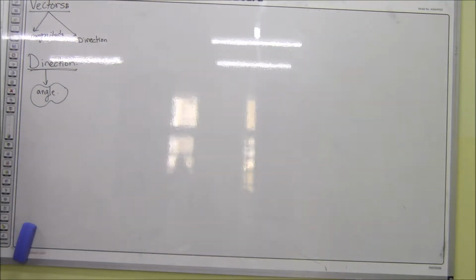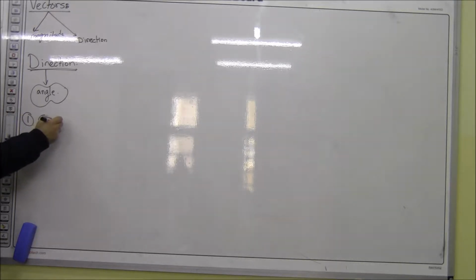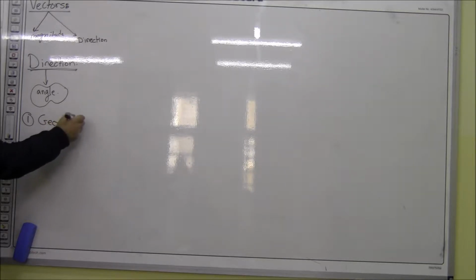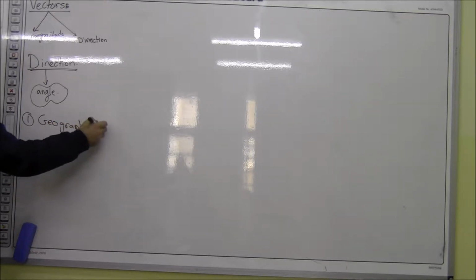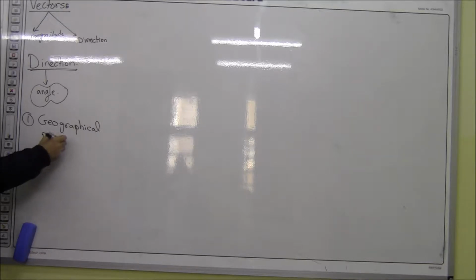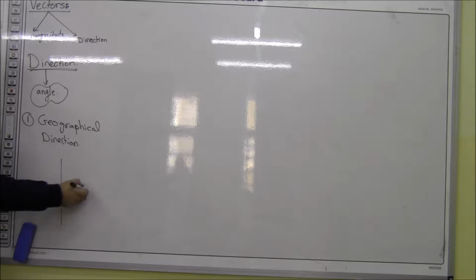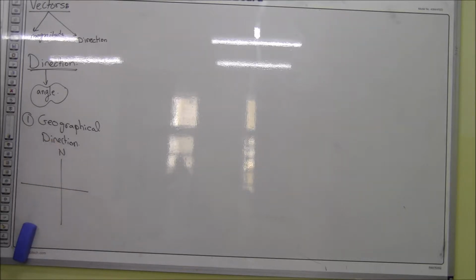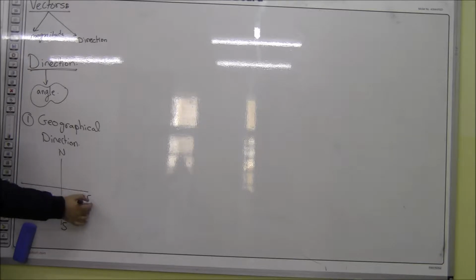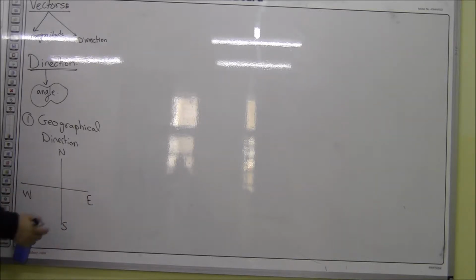So first of all, we have two or three main ways to describe it. First of all, we use geographical directions. And these geographical directions, you know this. This is north, this is south, this one east, and this one west.